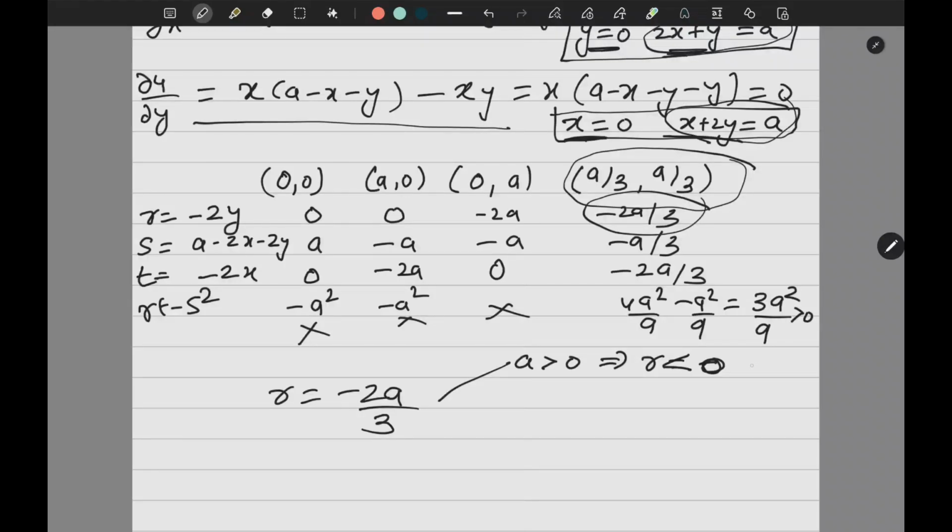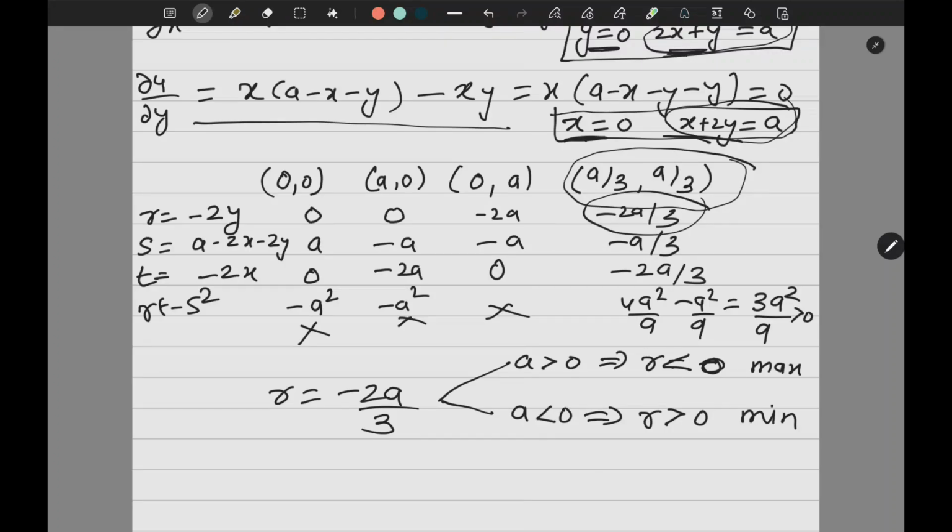Okay. And if R is negative, I have a maximum. So if A is negative, then R will become positive and I will have a minima. Correct? If they mention in the question the value of A, whether it is positive or negative, then there is no need to do this. But if they are not mentioning it, then you have to classify it like this.